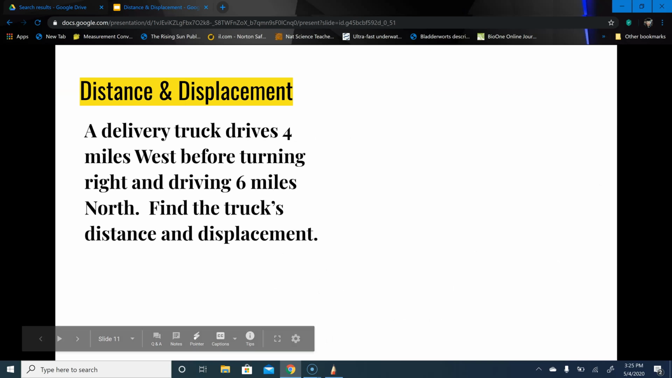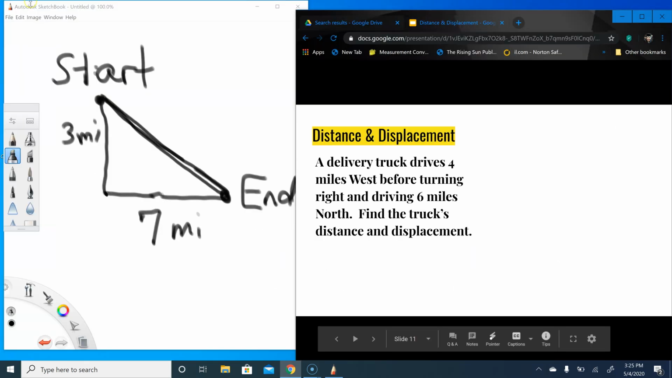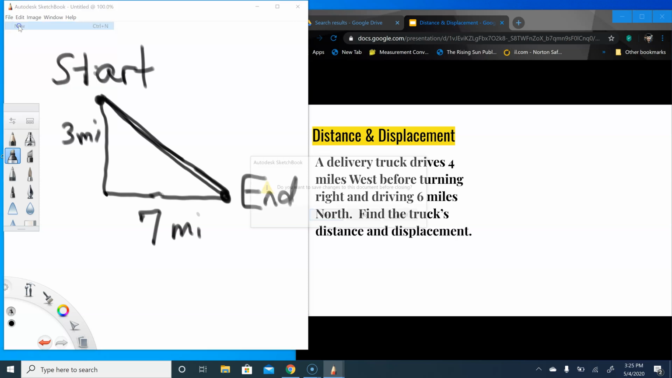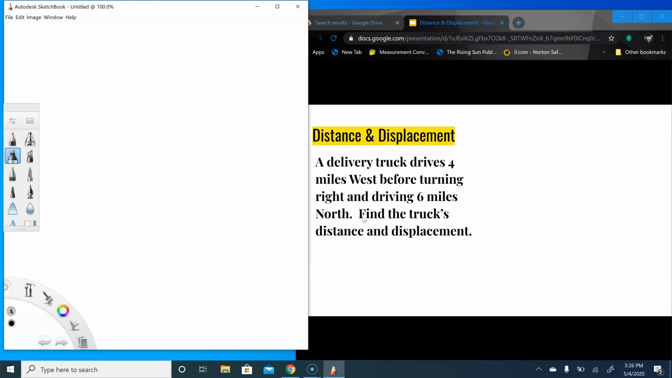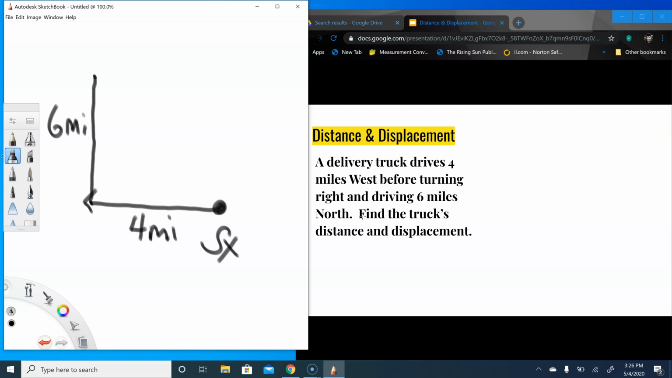Okay, so let's do an example of a problem that makes use of the Pythagorean theorem. Let me clear that page. We have a delivery truck that drives 4 miles west. So remember, west is going to the left. So let's draw it. Remember, always draw it. We've got 4 miles, because when you draw it, it helps so much. Then it says you turn right and drive 6 miles north. I'll make this as straight as I can. So let's say this is 6 miles. So this is our start, and this is our finish.